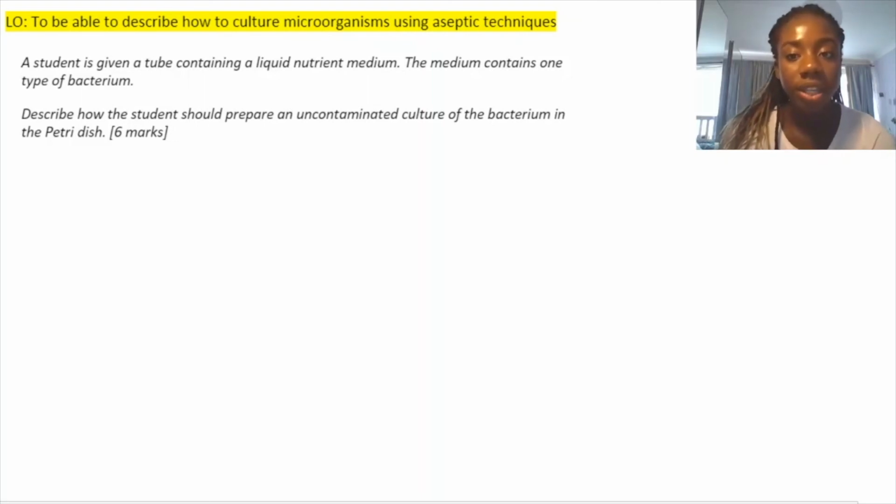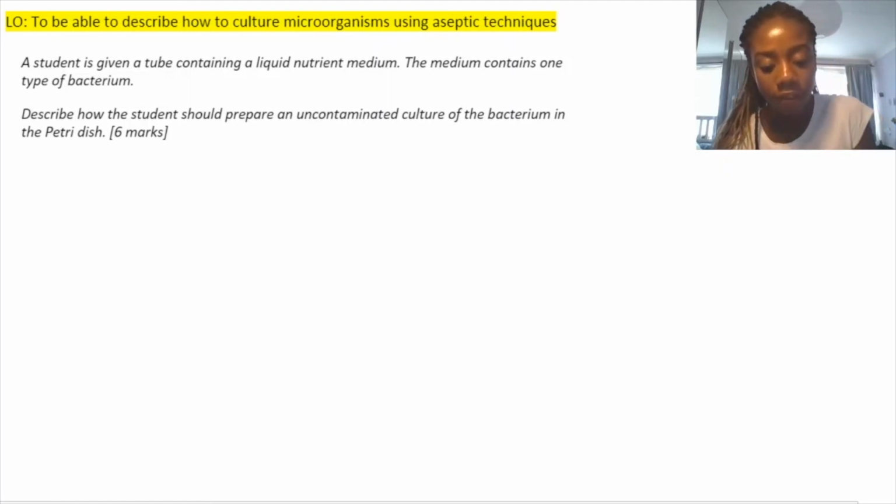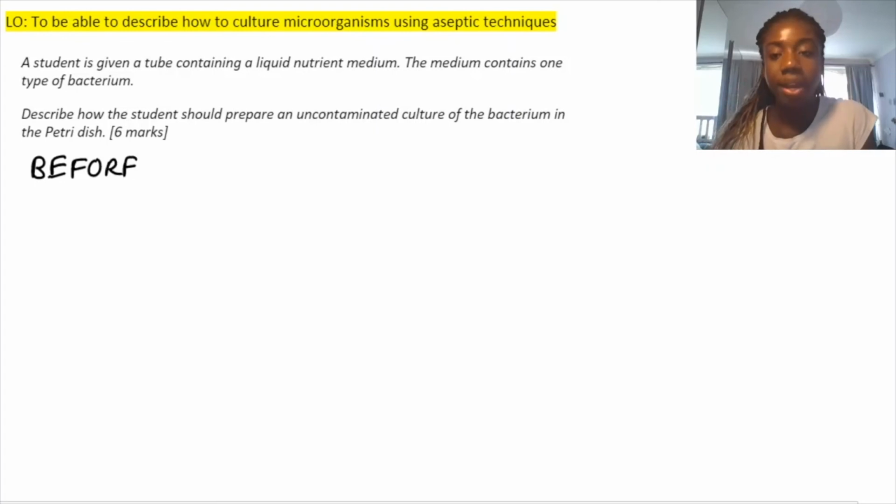So this question is essentially asking us about all the range of aseptic techniques that we can use to culture an uncontaminated sample. For this question, I find it useful to break it up into 3 parts. So before inoculation, inoculation being a transfer of the bacteria to our culture medium, during the inoculation and after the inoculation.